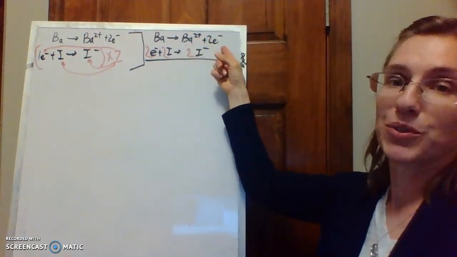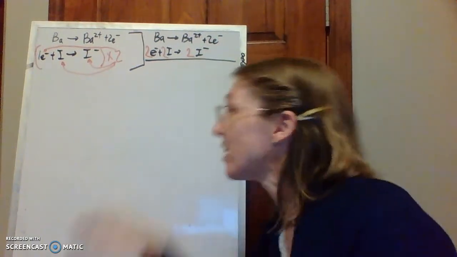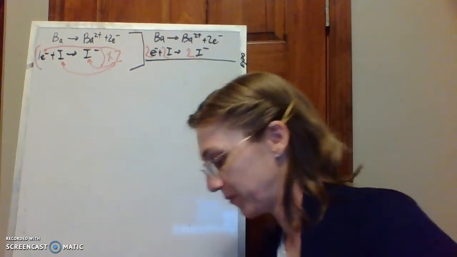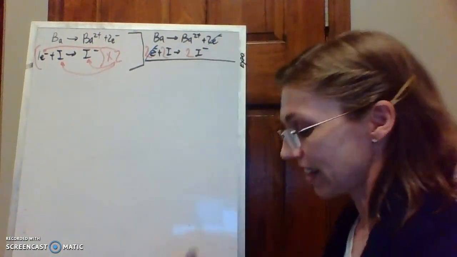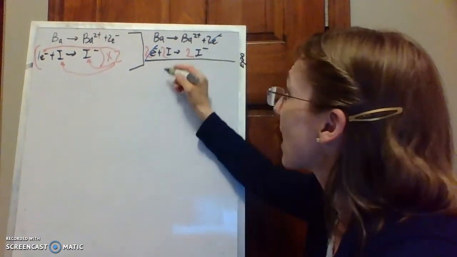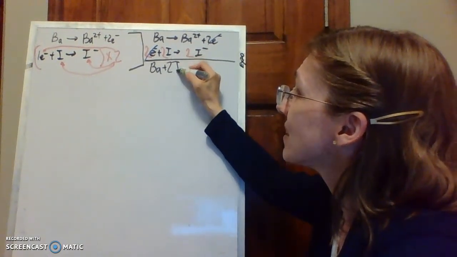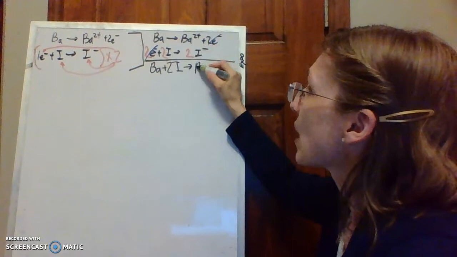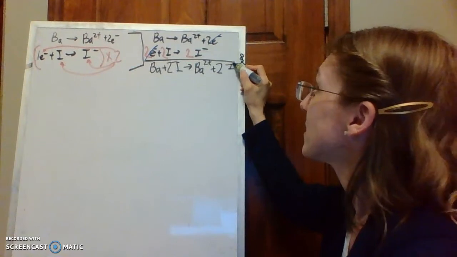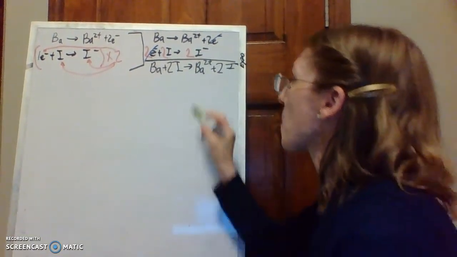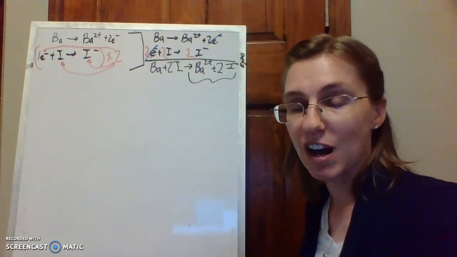Now this guy gave up 2, and this guy accepted 2. All the electrons are accounted for. So now we can go ahead and add these up. We couldn't add them up over here, but we can over here. 2 electrons here, 2 electrons there, they cancel out. So let's go and finish adding this guy. We've got a Ba over here, but we have 2 of the I's. And over here we've got Ba plus 2, and we've got 2 of the I minuses. Okay. So now these guys come together to make an ionic compound.